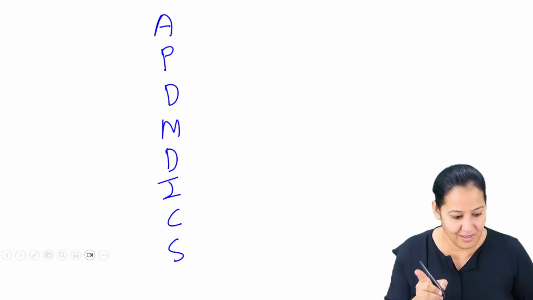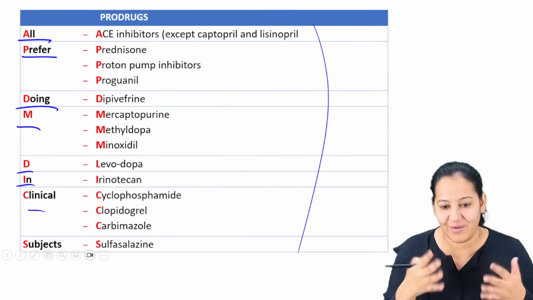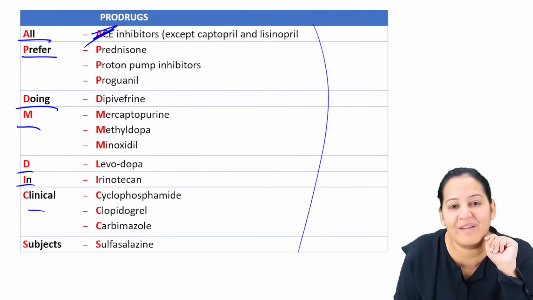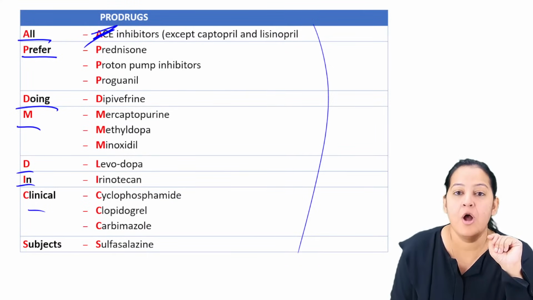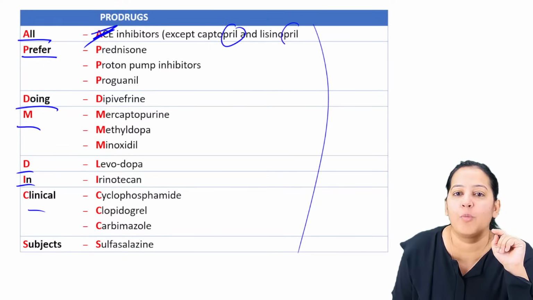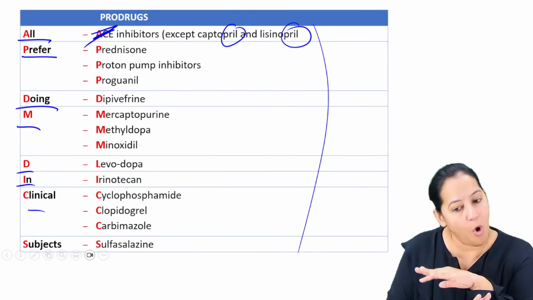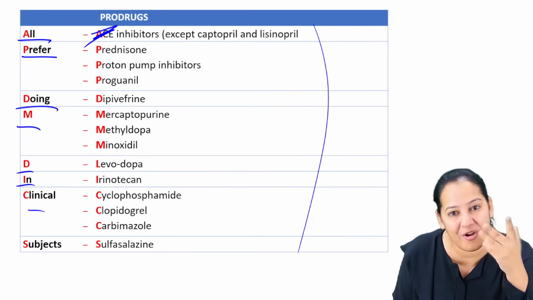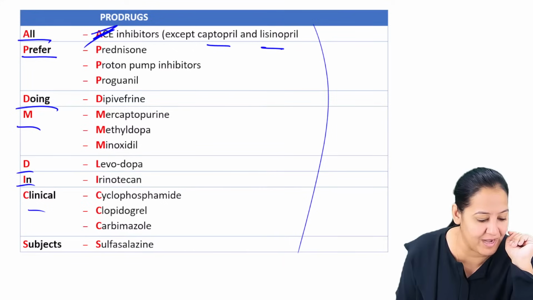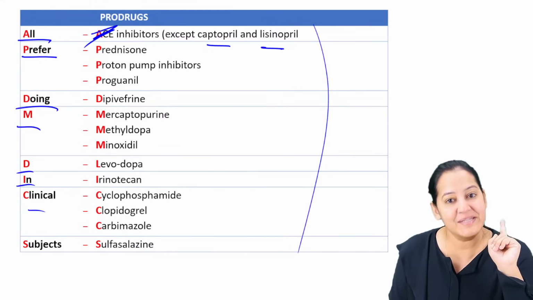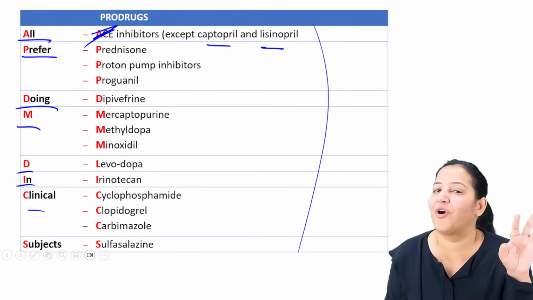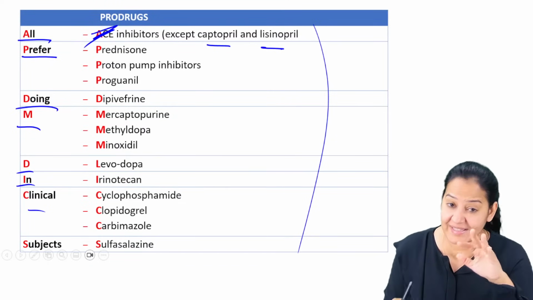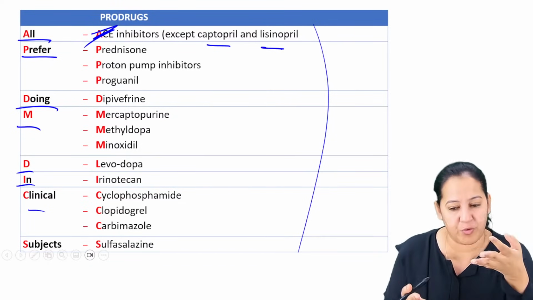Now I will tell you the list. First learn the first letter so that you can learn the list. From A, we are having ACE inhibitors. A means ACE inhibitors. What are ACE inhibitors? I will tell you today only what an ACE inhibitor is. All the prils, all prils are ACE inhibitors. So all ACE inhibitors are prodrugs except two prils, which are not prodrugs, which are directly active: captopril and lisinopril. Absolutely right, Kusum. These are not prodrugs, they are directly active. Otherwise, any other pril, ramipril, perindopril, there are many prils.